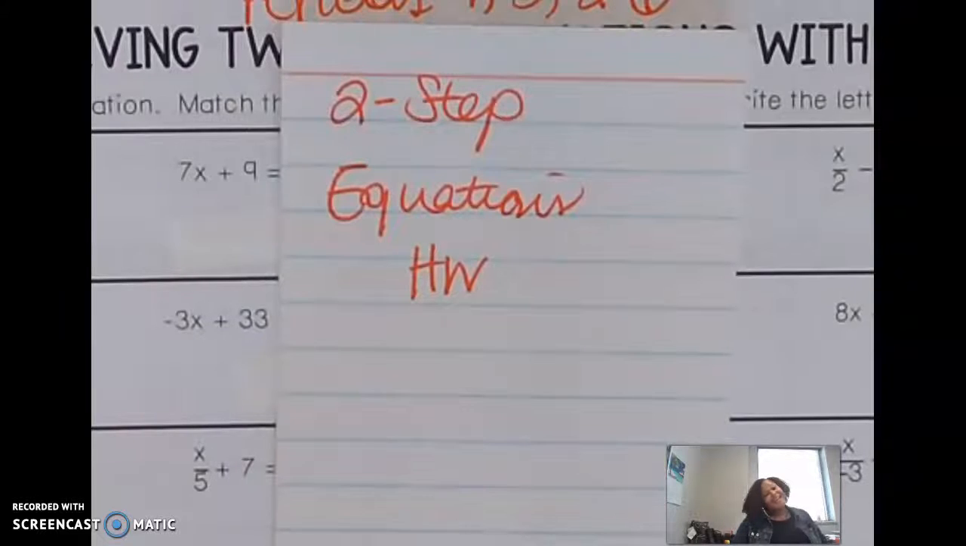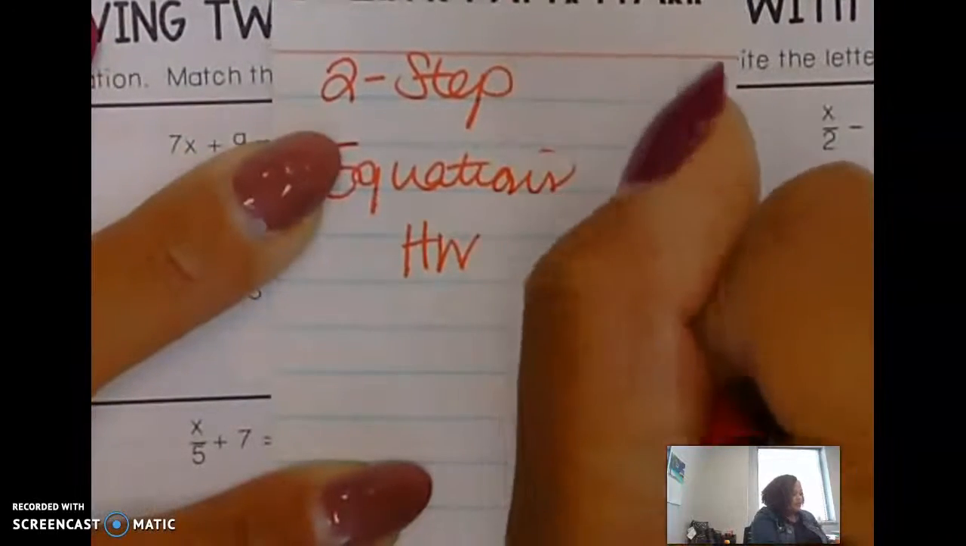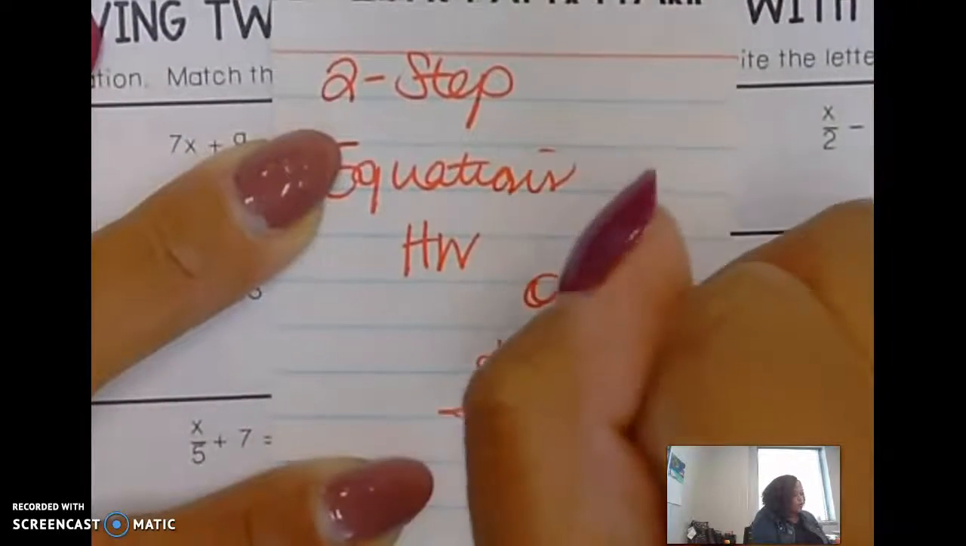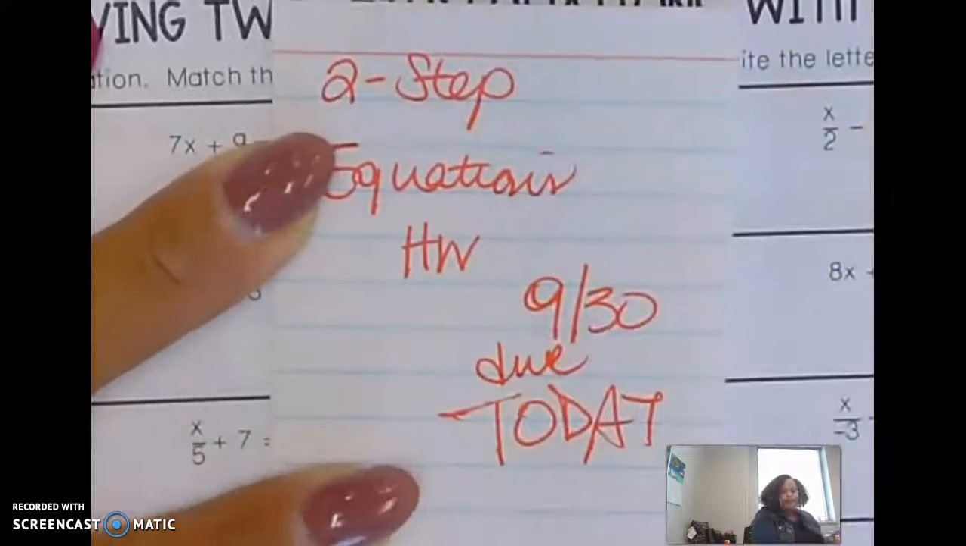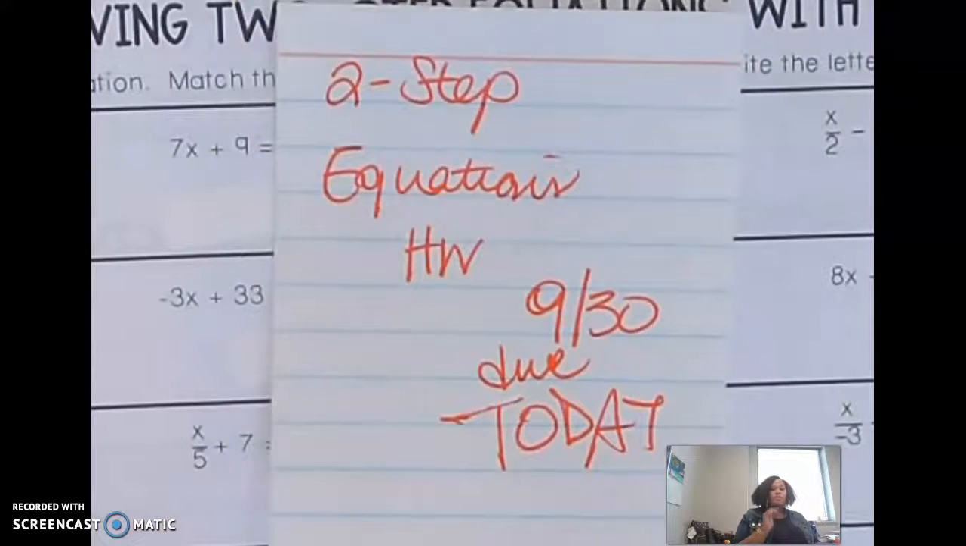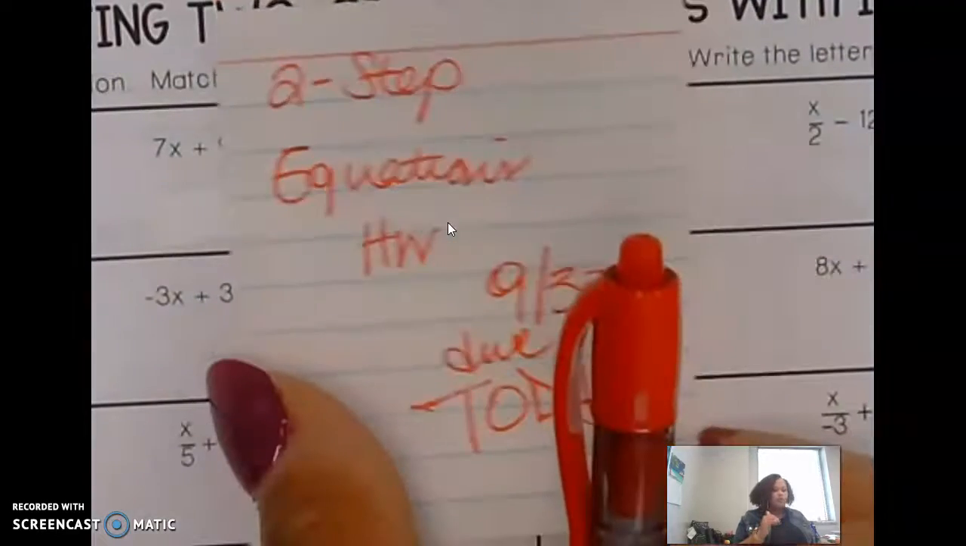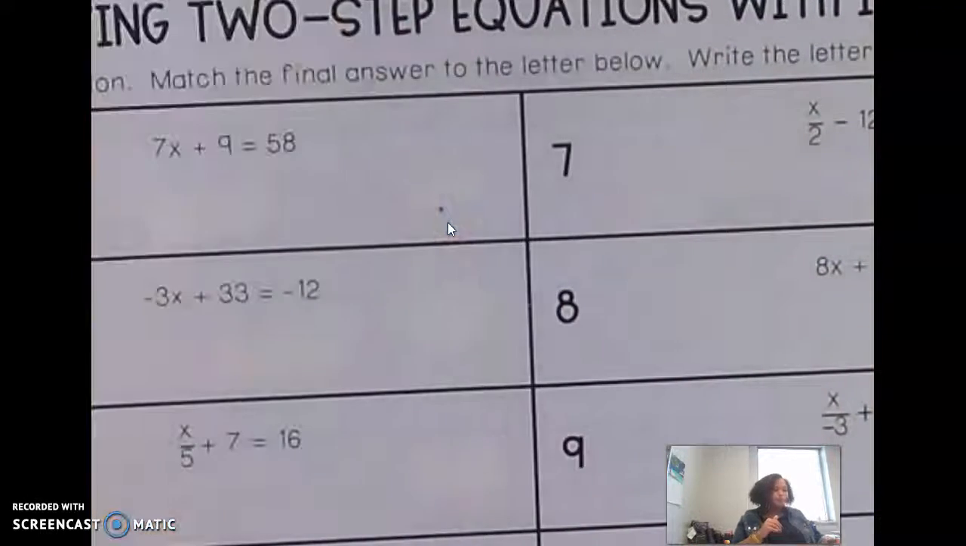Hey y'all, me again. I am here to go over your two-step equations homework, which is due today, September 30th, in Skyward. I want to go over some of the questions with you. For those of you who are still confused on how to do this, I'm going to walk you through the problems. I am not going to provide you with the answers though, so pay close attention and follow the steps that I do, and you should get the correct answer.